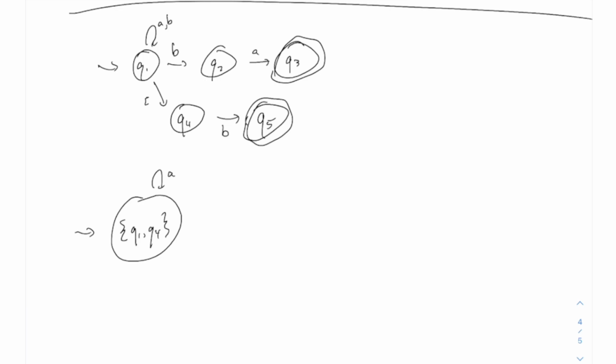Q1, Q2, Q4, Q5. Wait, just Q5, Q3 is not in. Yeah, everything but Q3. Okay, where can we possibly arrive starting from any of those?